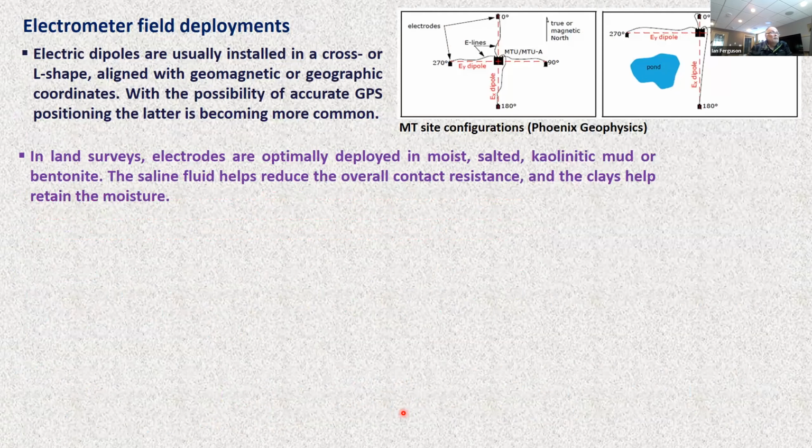Finally, electrometer field deployments. Of course, the deployments are usually in a cross shape or an L-type shape, often in geomagnetic or geographic coordinates, and with accurate GPS measurements, the geographic coordinate choice is becoming more common. In land surveys, electrodes are optimally deployed in moist, salted, kaolinitic mud or bentonite, and the saline fluid helps reduce the overall contact resistance, and the clays help retain the moisture.